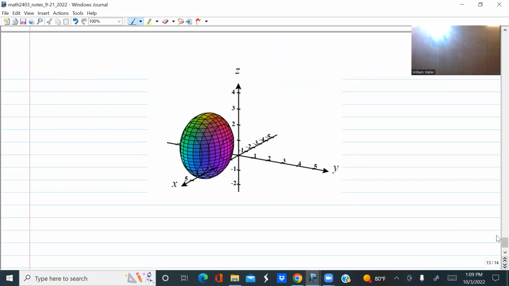Does it look like the center's in the right place? Well, where was the center? 2, minus 1, 1. Somewhere in there is the center. So here's your exploration of the surfaces.